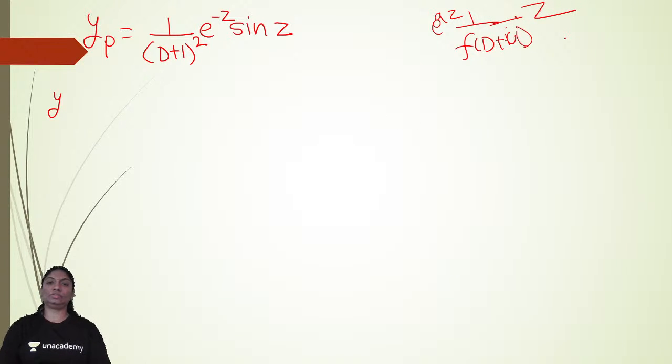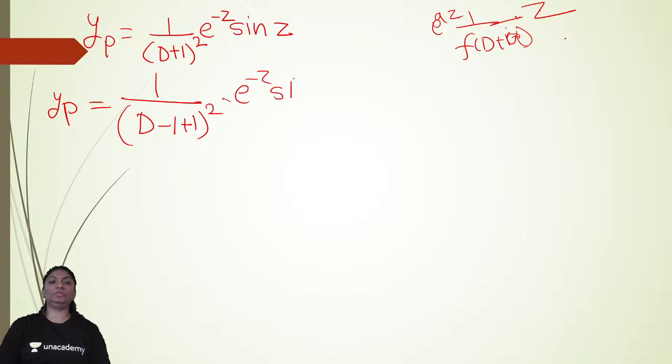So that is our rule. Here I am replacing d by d plus a, but here a is equal to minus 1. So we can write d minus 1 plus 1 whole square into e raised to minus z into sin z. Directly we can write e raised to minus z into 1 upon, and here plus 1 minus 1 get cancelled out, so you will get d square into sin z.